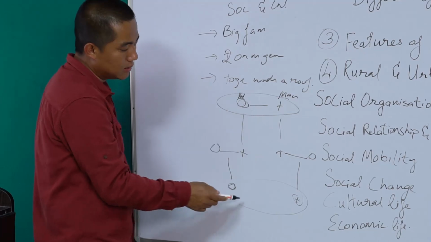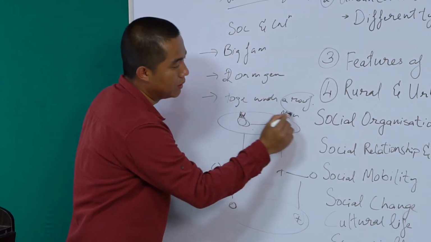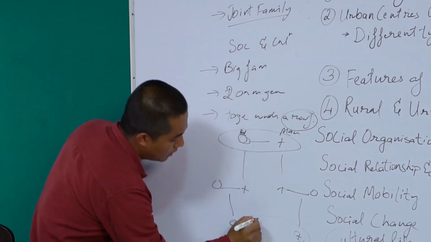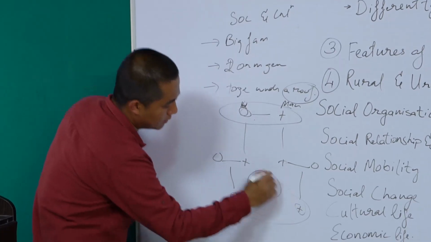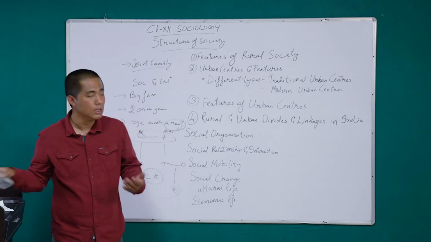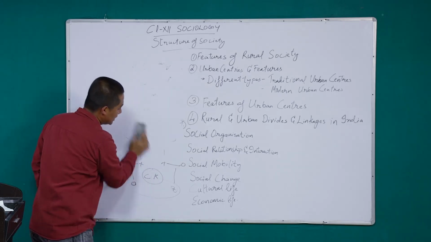Now they become grandparents, but they stay together under the same roof, okay, and a common kitchen. They share a common kitchen, which means they cook together, and that is how they live together. And that is what is meant by joint family system.